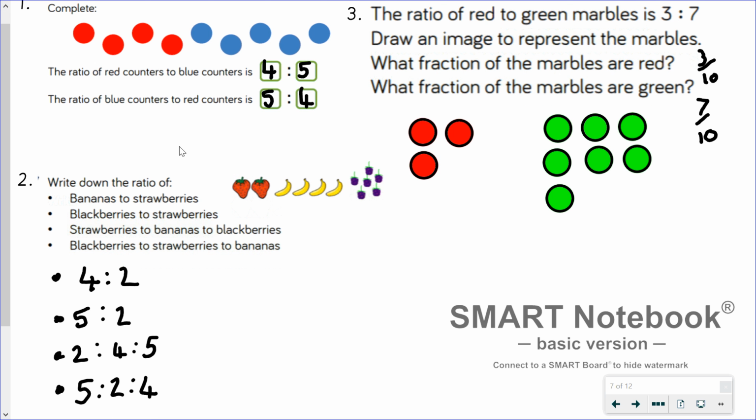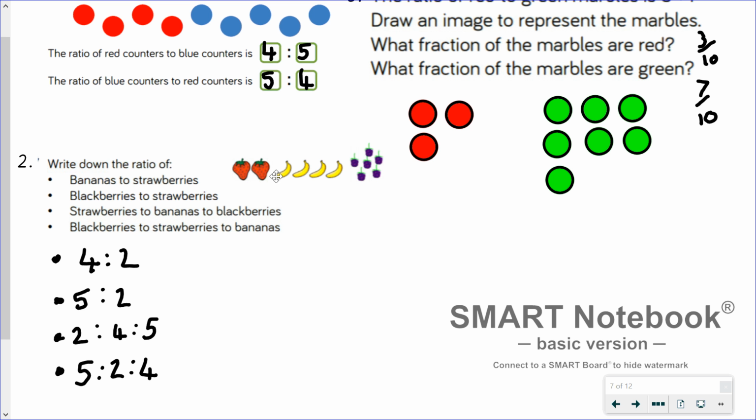Then write down the ratio of bananas to strawberries. So bananas first, 4 bananas. Strawberries were a 2, so 4 to 2. Blackberries to strawberries. There are 5 blackberries. There are 2 strawberries, 5 to 2. Then we can write ratios with more than 2 numbers. So I wanted to give you this as a little tester to see if you could think it through. Strawberries to bananas to blackberries. Strawberries, there are 2 of them. So 2, and then our colon. Bananas next, 4. And then to blackberries, which there are 5 of. So 2 to 4 to 5 is the ratio.